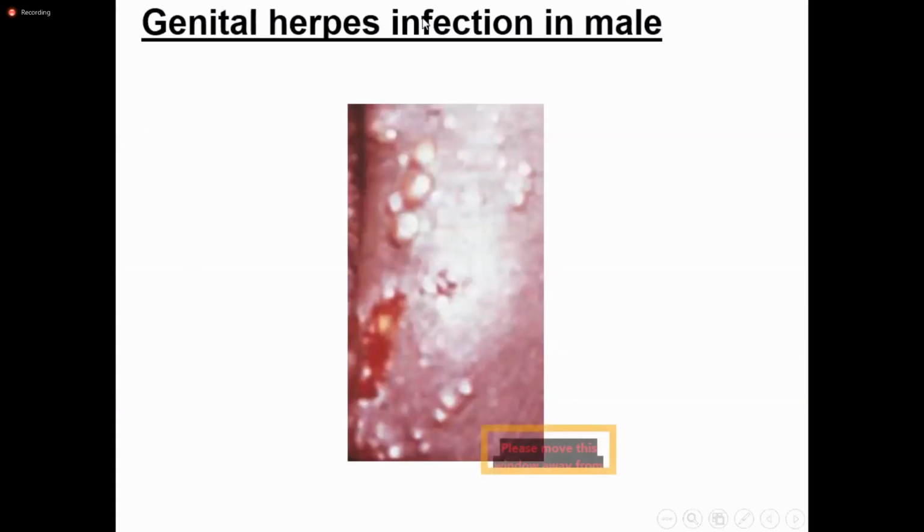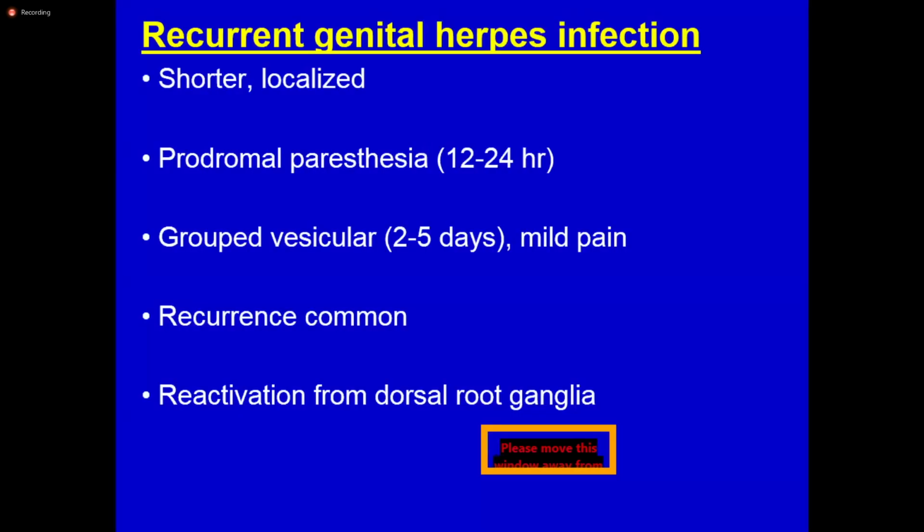This is genital herpes infection. You can see the lesions which I have described. Vesicles and pustular ulcers. Recurrent genital herpes, usually the recurrence, when it occurs, has a shorter course. Its duration is less. We said in the primary 12 days, maybe here a few days. Localized.